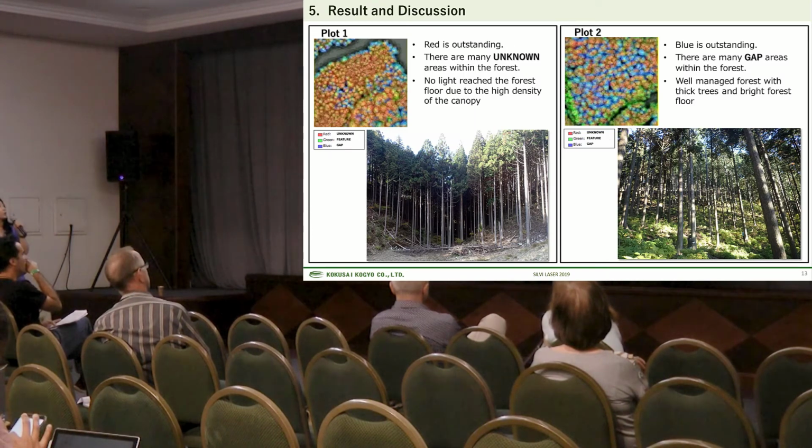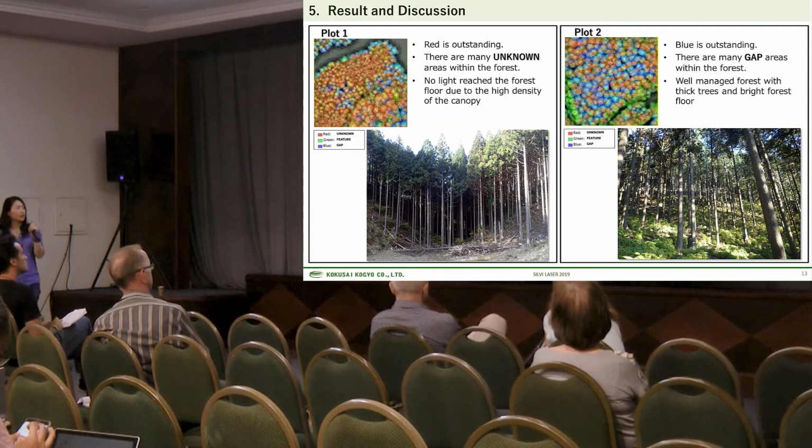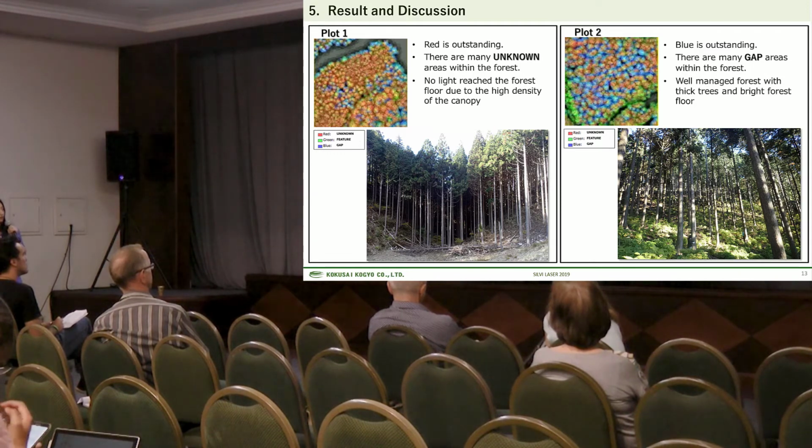In the case of plot 1, red is outstanding. It indicates that there are many unknown layers within the forest. So this is plot 1. No light reaches the forest floor due to the high-density canopy. So every laser pulse is reflected from the canopy.